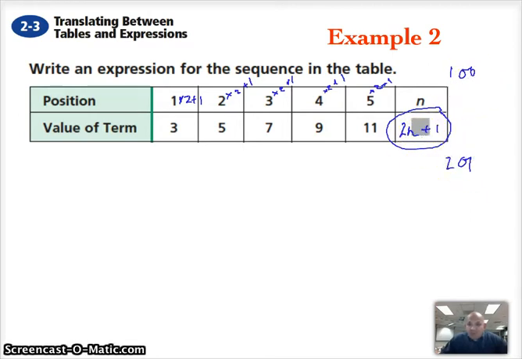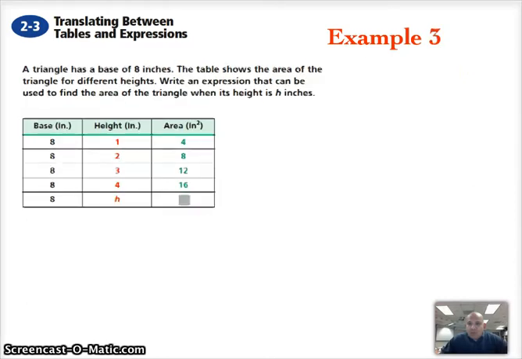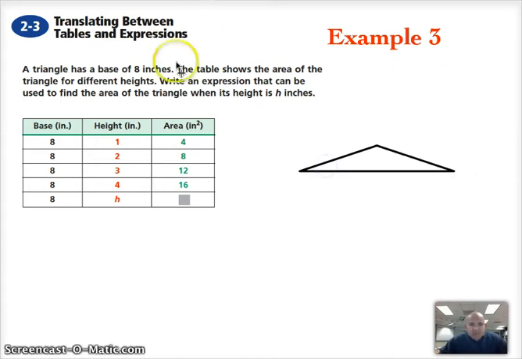This expression is pretty powerful. Let's go to the third example. Here we have a triangle. A triangle has a base of 8 inches. Let me go ahead and pull this over. Base of 8 inches. Now the table shows the area of the triangle for different heights. There's the area. There's the heights. Write an expression that can be used to find the area of the triangle when its height is 8 inches.